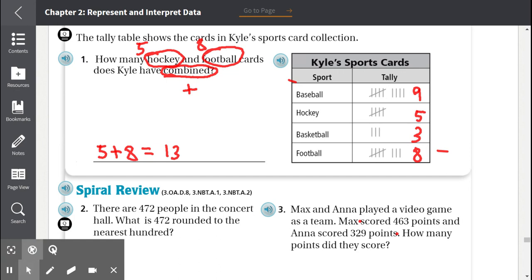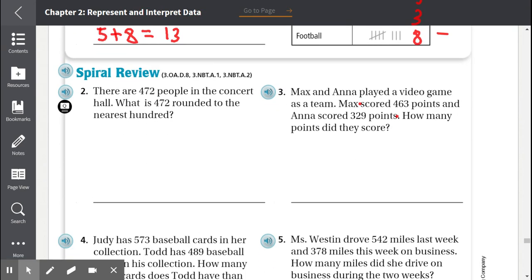Number 2, there are 472 people in the concert hall. What is 472 rounded to the nearest hundred? So we know we're going to circle our important numbers, 472, and we have to round it to the nearest hundred. So 472 is between 400 and 500, but it is closer to 500 when we are rounding to the nearest hundred. So 472 rounds to 500.